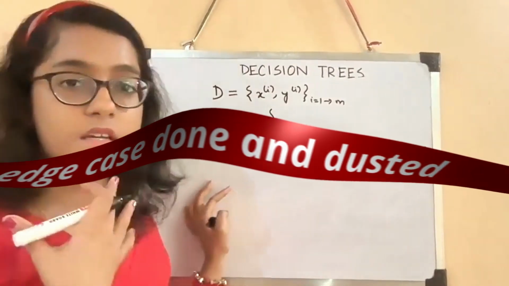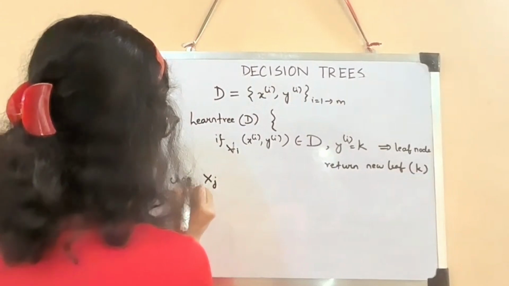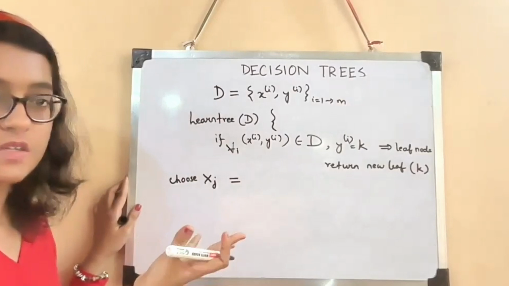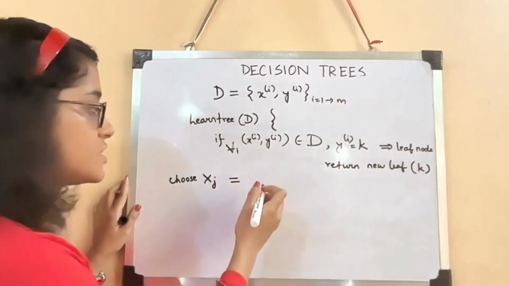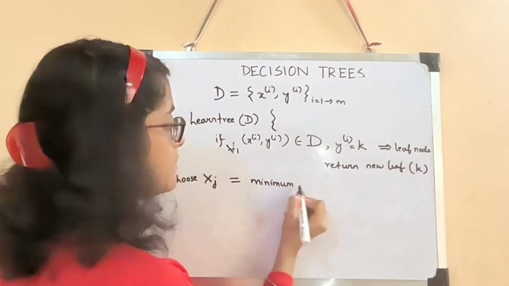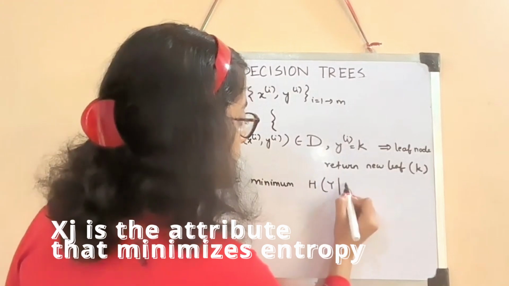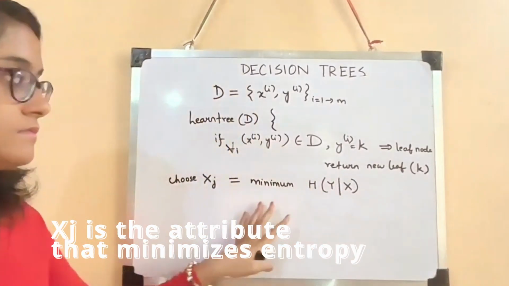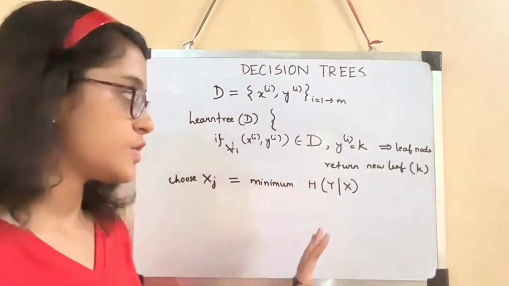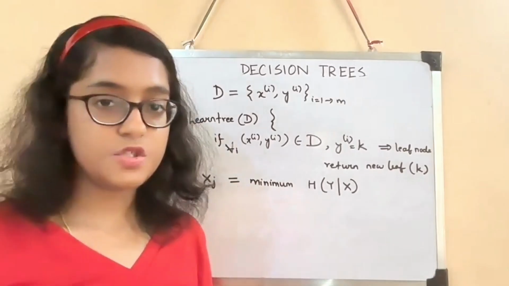Now the next thing is xj. So basically, choose xj. How are we going to choose xj? Don't write "choose" in pseudocode, but xj is going to be such that it gives the minimum of H of y given x among all the features. As I said, the minimum entropy is what we are going to use to choose xj.